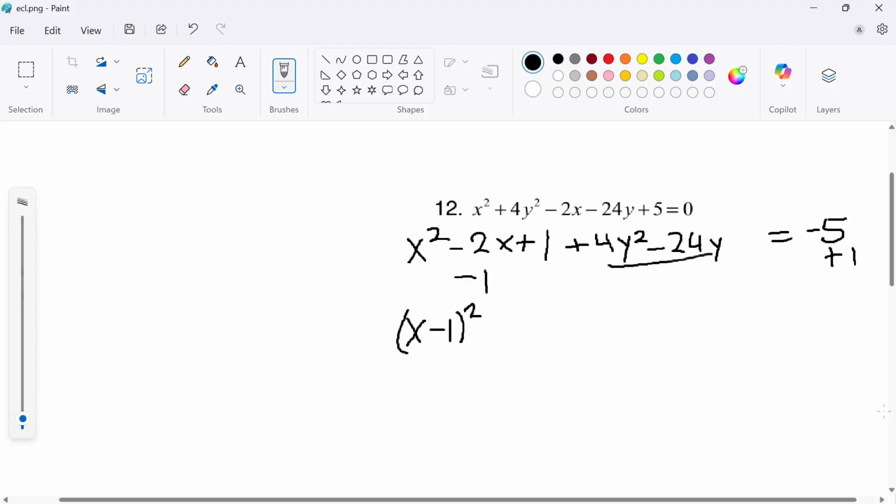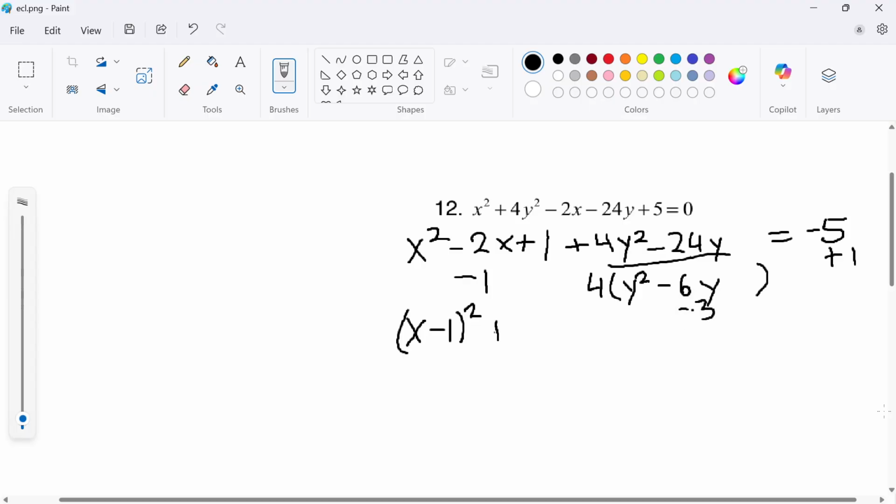Now with 4y squared minus 24y, I've got that 4 in front of the y squared, so I want to factor it out, 4. 4y squared divided by 4 is y squared, minus 24 divided by 4 is 6y. So see, I just factored a 4 out. Oops, I put that parenthesis too close.